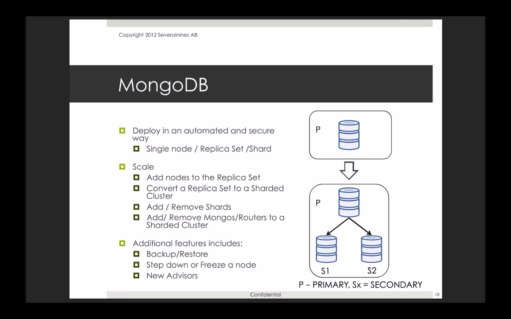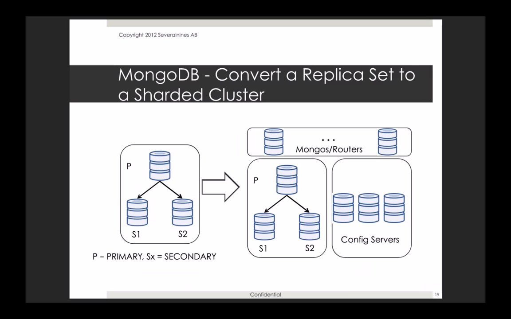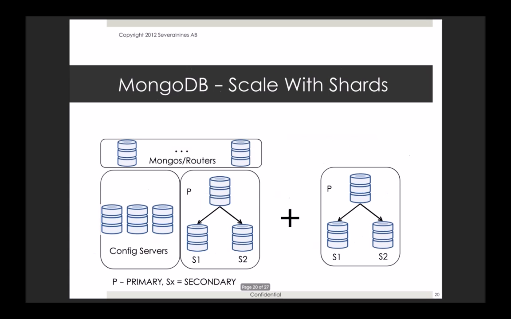Then we also have backup restore, the possibility to freeze a node, and a couple of new advisors for MongoDB. What you can do here, I'm showing you by slide now, gives you an idea of what you can do. So you have the replica set on the left, and then you can convert it into a sharded cluster. A sharded cluster means that you will have config servers, and you will have routers that are routing queries onto the shards inside the cluster. Then, of course, the possibility to add more shards is quite powerful.